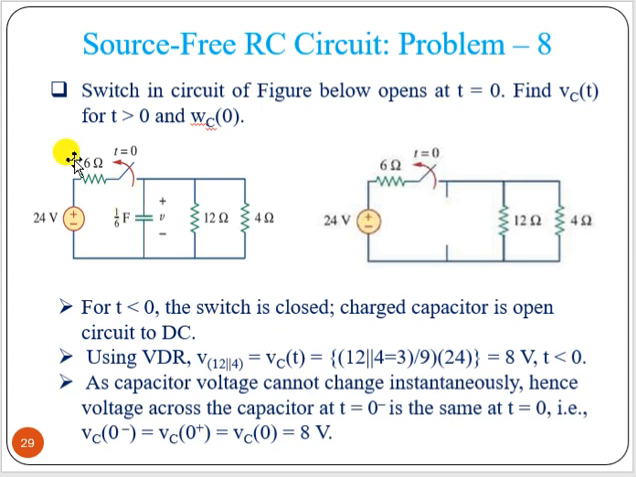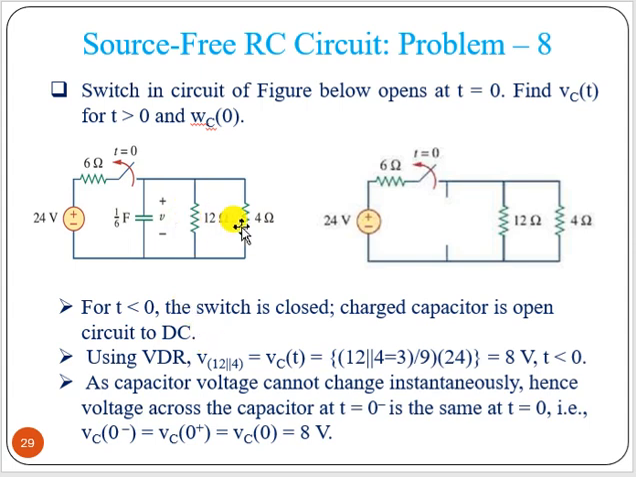Another problem using this switch. Now the switch is open at t equal to 0. When the switch is closed, what happens? The switch is closed, so this is open circuited. So whatever the voltage across these two resistances, that will be the voltage across the capacitor.